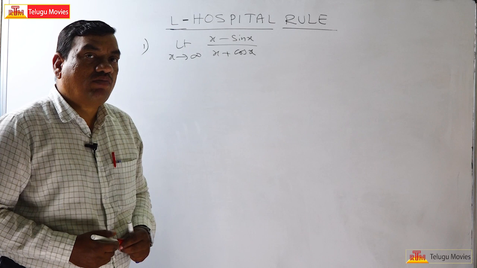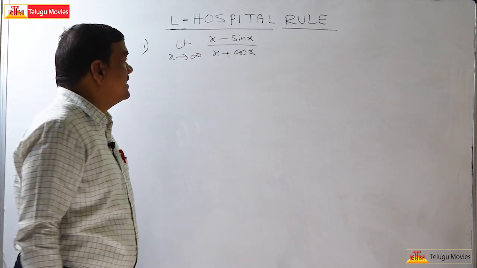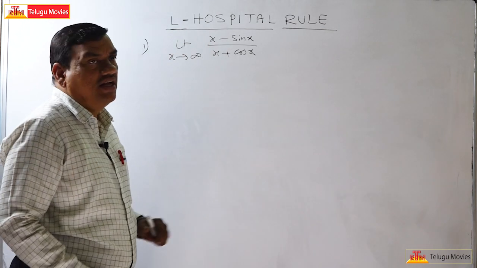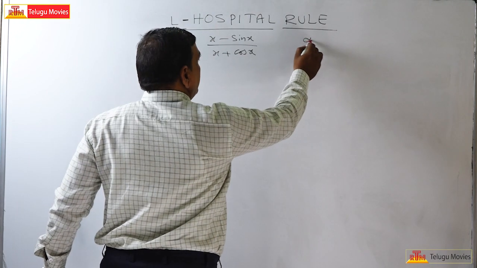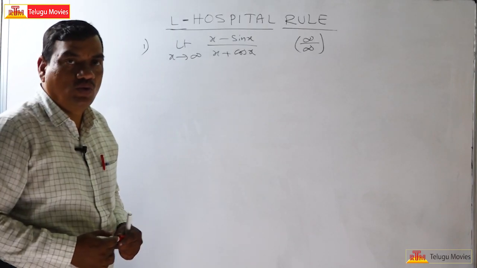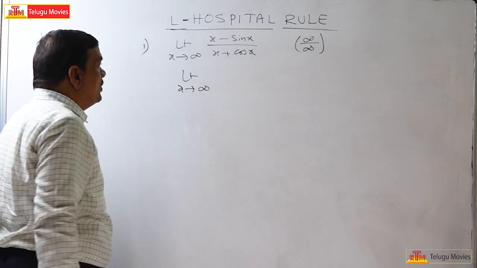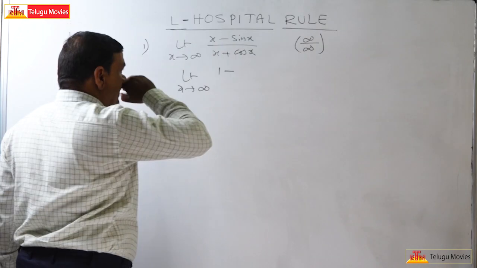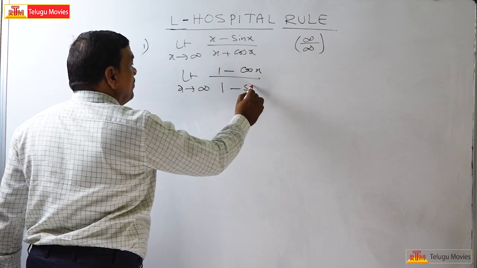Welcome to this problem. Limit x tends to infinity of x minus sin x upon x plus cos x. As x tends to infinity, clearly infinity minus sin infinity, so this approaches infinity by infinity we are getting. So we can apply the L'Hopital rule. Numerator and denominator differentiate. What is the derivative of x? 1. What is the derivative of sin x? Cos x. By x derivative 1, cos x derivative minus sin x.